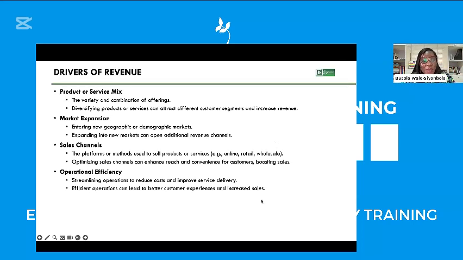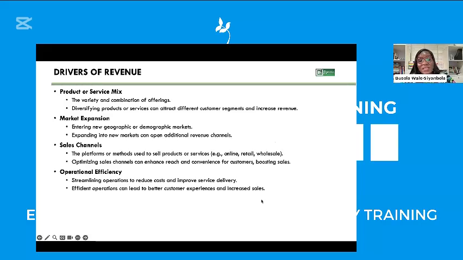The next is market expansion. I think that should be point number 6. Entering new geographic or demographic markets. Expanding into new markets can open additional revenue channels. Number 7 is sales channel. Remember, we spoke about channels on our business model canvas. The platforms or methods that you use to sell products or services, whether it's online, retail, or wholesale.